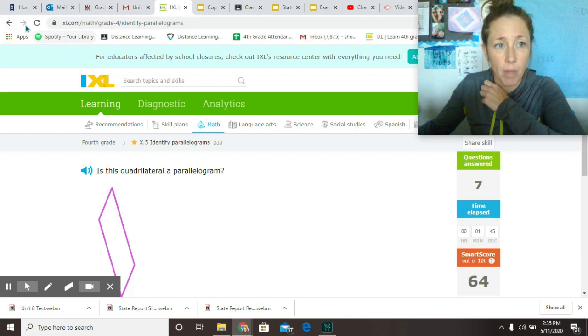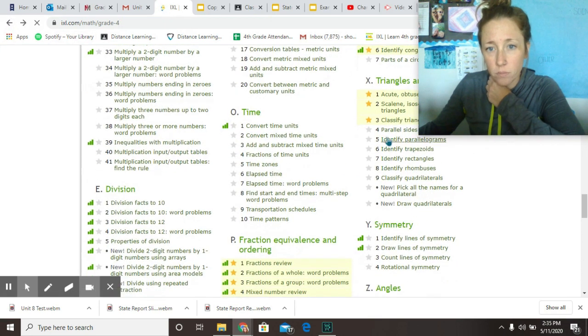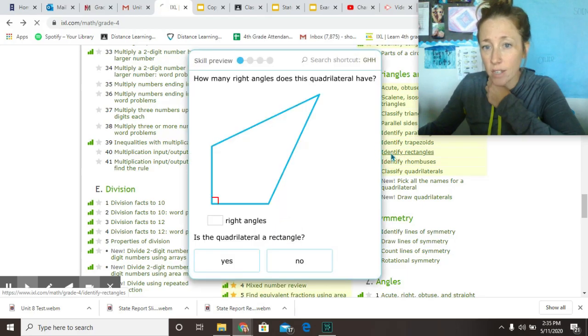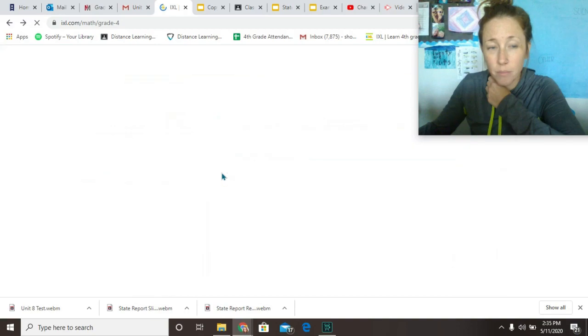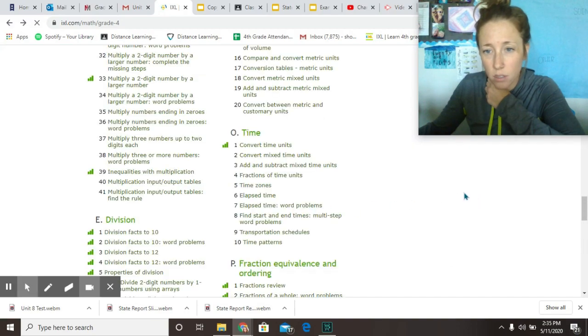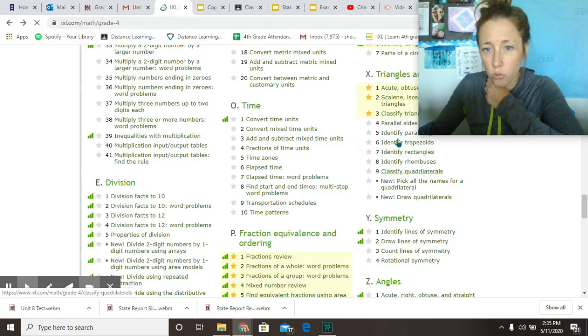Okay, let's go back to x6. Identifying rectangles. Oh no, I missed one. I went to x7. Back to x6, sorry. Trapezoids.